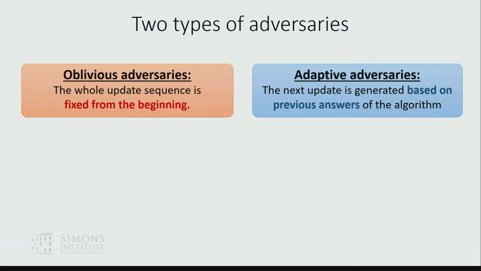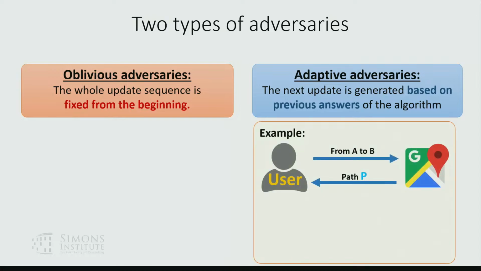Then another adversary is just the opposite of that. We say it is adaptive. This is a guy that generates the updates and queries on the fly, in the sense that the next update is generated based on the previous answers that it has seen so far. If your data structure returns something, then it might change its mind and give you the next question depending on what you answered.